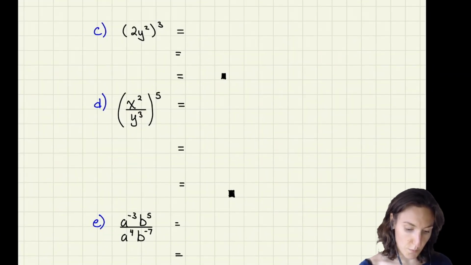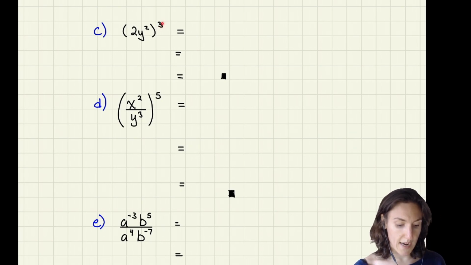Now let's do one with multiplication. We're going to have to distribute this 3 here.